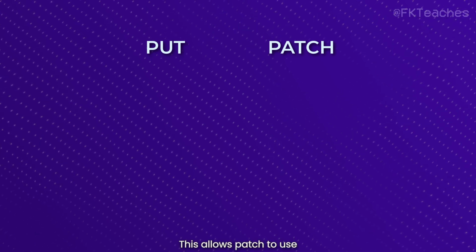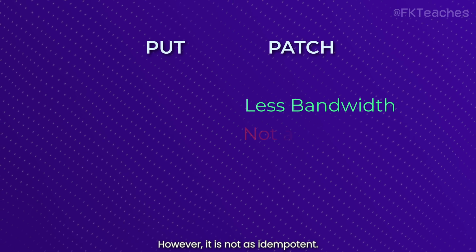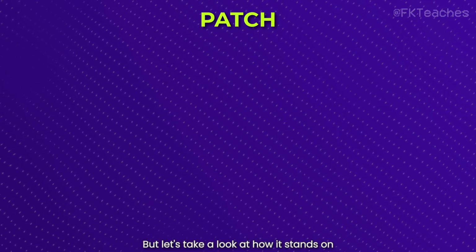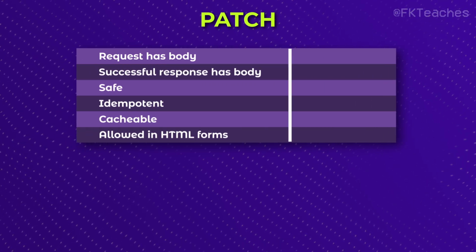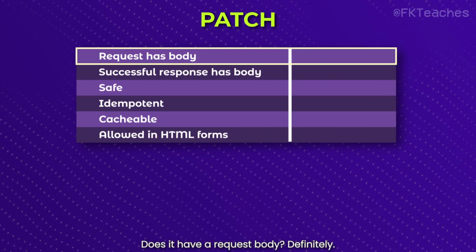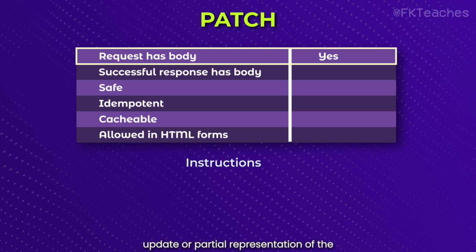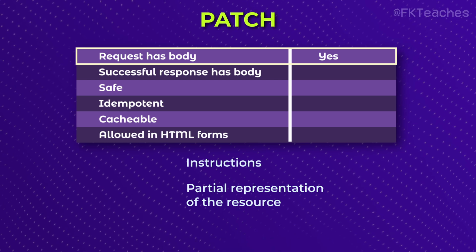This allows patch to use less bandwidth than put. However, it is not as idempotent. But let's take a look at how it stands on our methods table to clearly understand its behavior. Does it have a request body? Definitely. This is where the instructions for the update or partial representation of the resource being modified goes.